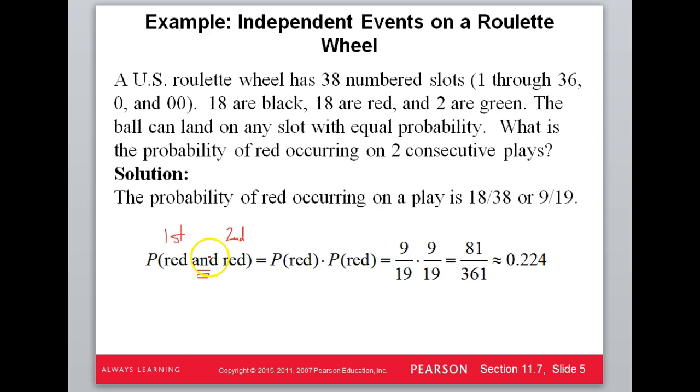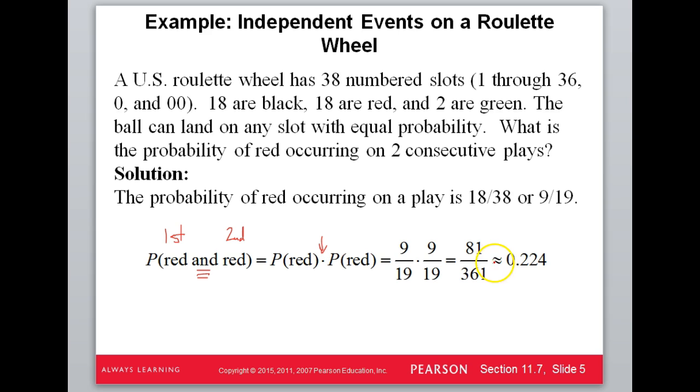Alright, and because we wrote it with and, we can change that and to multiplication. That's where the and was between the two reds, and then find the probability of each one. So the probability of red occurring is 18 out of 38 total, which reduces to 9 out of 19. Multiplying the two probabilities, 9 out of 19 times 9 out of 19 is 81 over 361, and then go to a calculator and get a decimal.